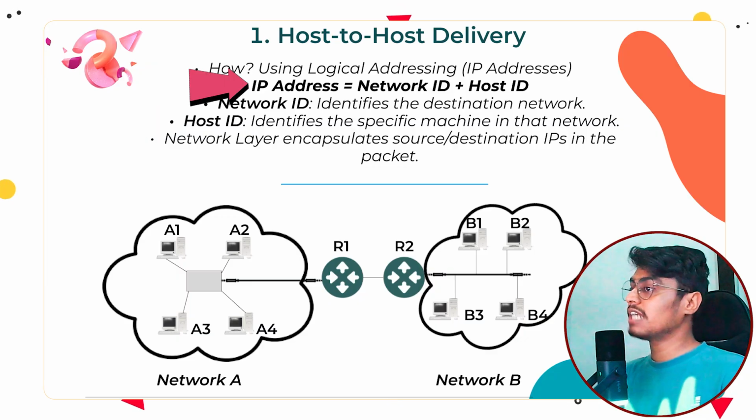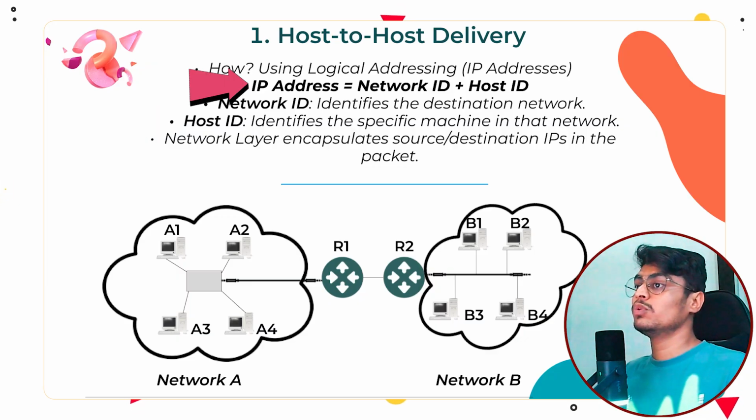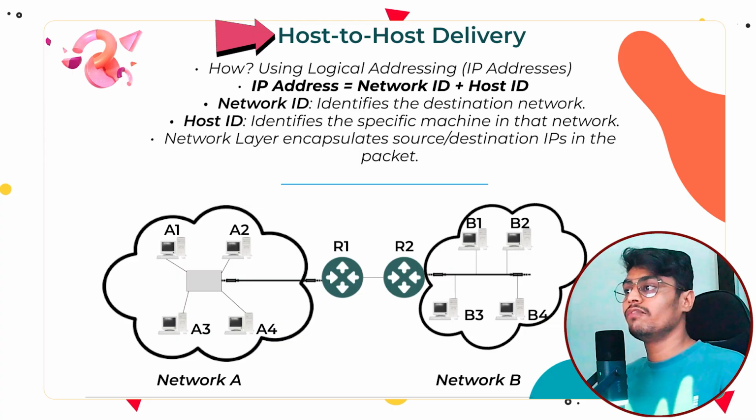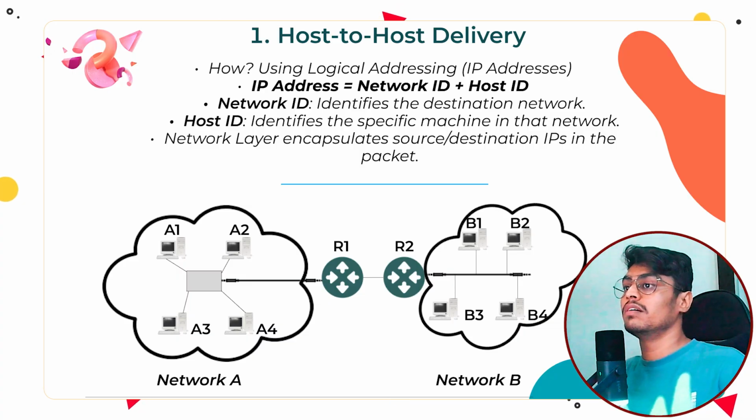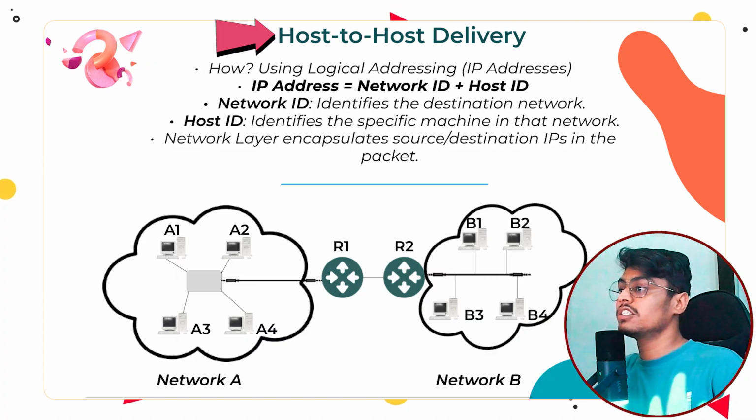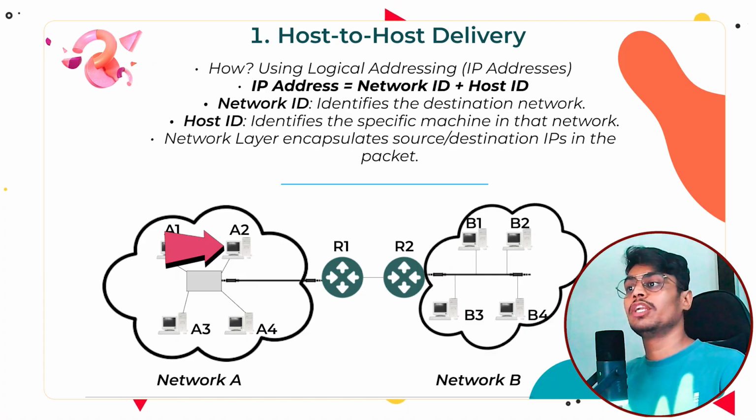And who uses this IP address? Network layer uses it to send the message. So that's why we call it host to host delivery. Okay, the message passing in between is the job of data link layer. Okay, node to node delivery. Network layer's job is to transfer the message from A2 to B2.